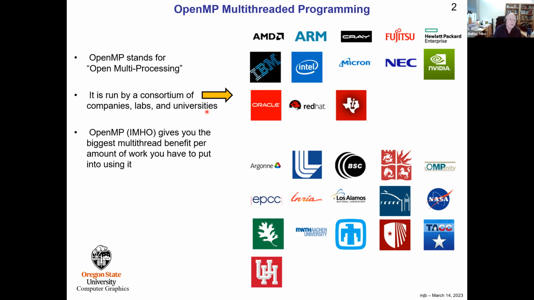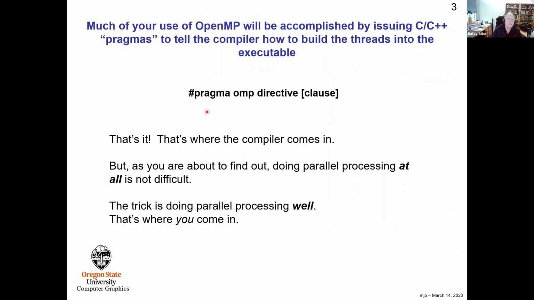These are the members of the consortium that runs OpenMP. If you've been with me in graphics classes, you know about the Khronos Group. This is not under the Khronos Group. This is a different consortium. But you can see that it's companies and it's even universities and government labs. So it's a pretty good group of organizations.